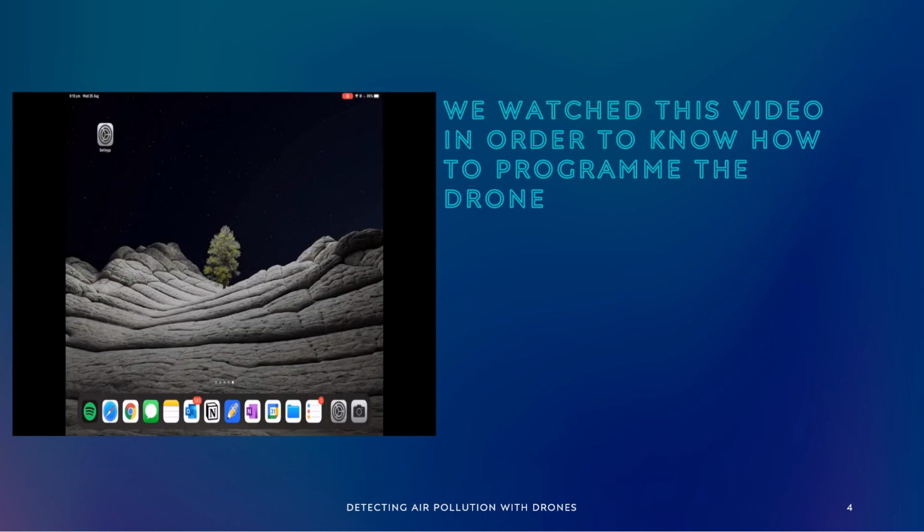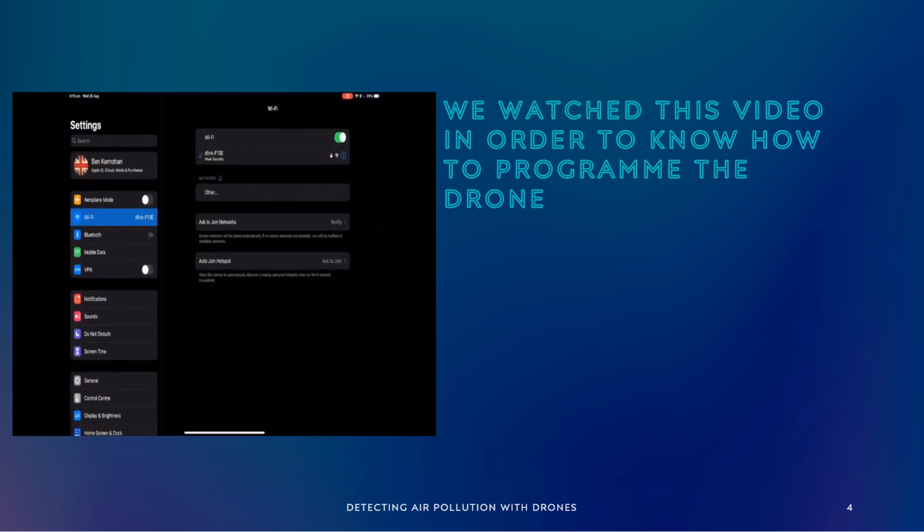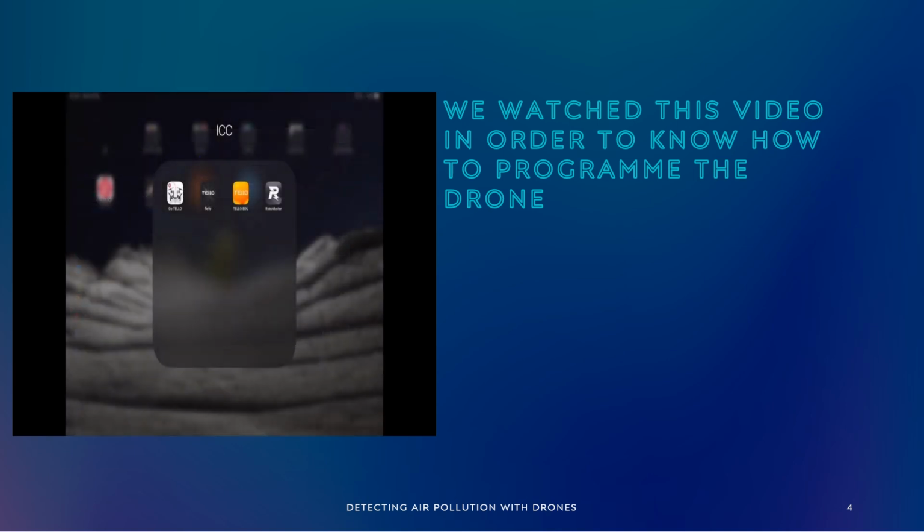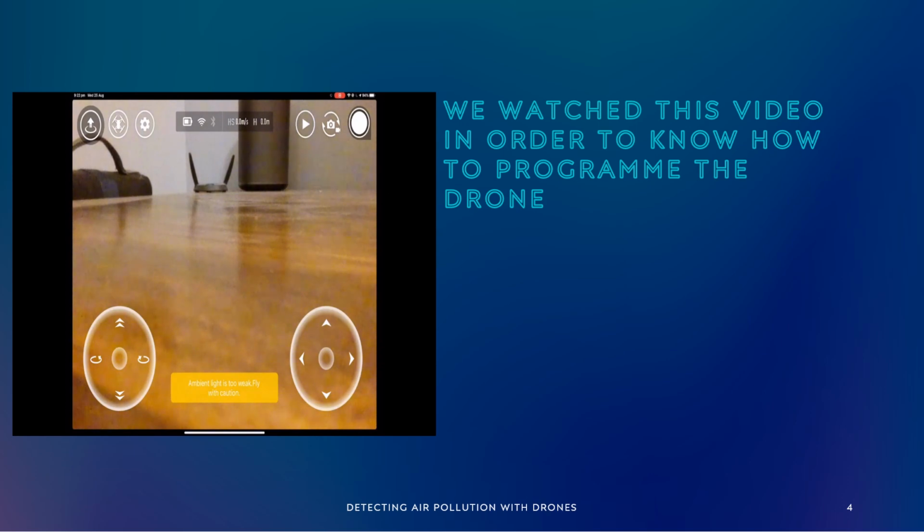Now that our drone is emitting a Wi-Fi signal, let's connect to it using our tablet. Navigate to the Wi-Fi settings and connect to the Wi-Fi network that's called Tello or RMTT. Once that's connected, we can go to the Tello app.